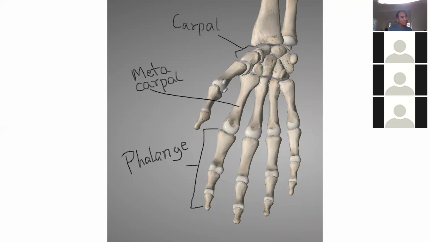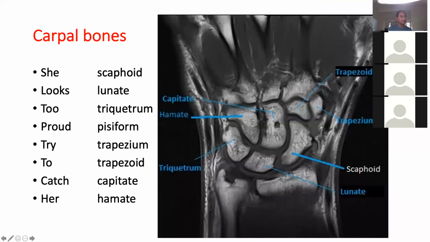And I'm going to tell you about the bones in our wrist. The wrist means the bones in between the lower end of the radius and ulna and the metacarpals. So I'm going to talk about the carpal bones in the wrist. That is what we have.